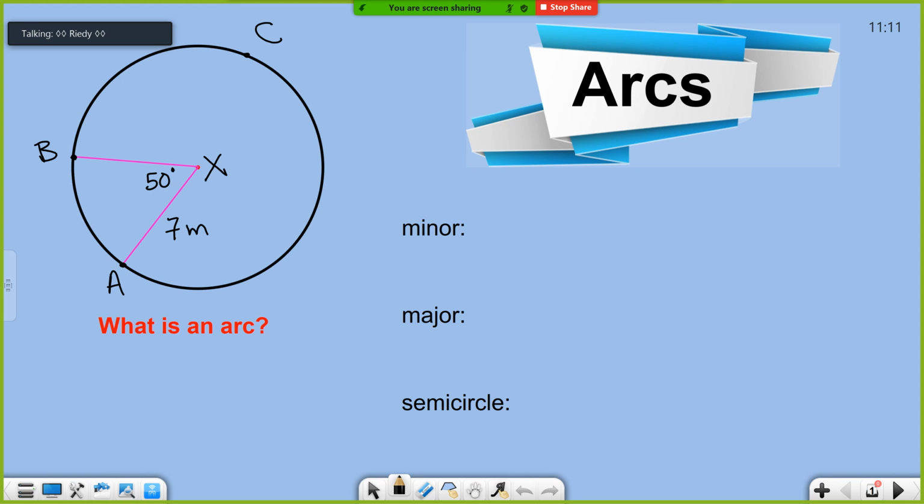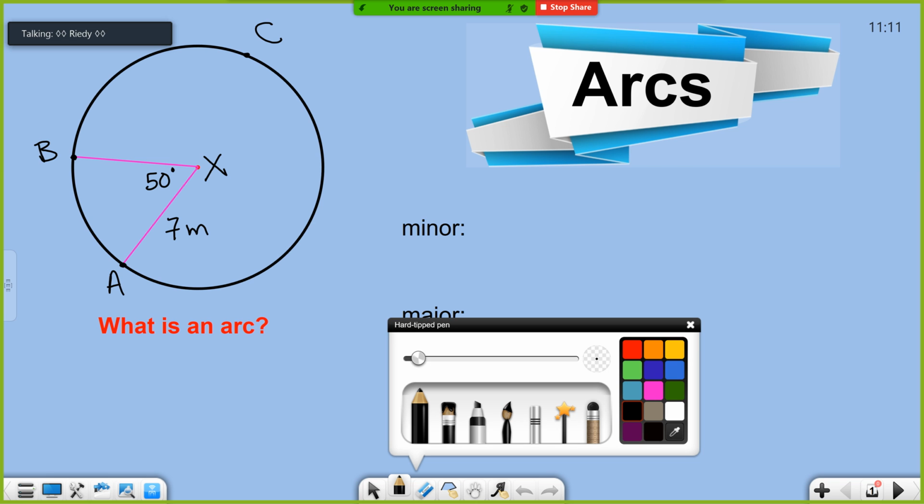Bingo. All righty then. So we are going to talk about two major things today. One thing is called arcs. The other one is called sectors. We'll get to sectors later. We're going to start with arcs. So in red, simple question, what is an arc?